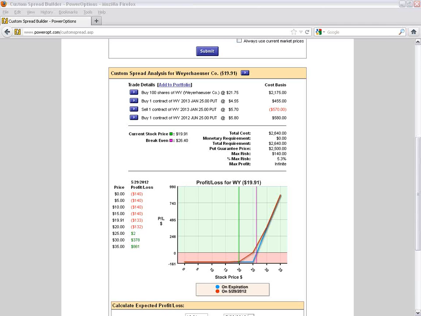Joseph, do these methods apply well to weekly options? Yes and no.